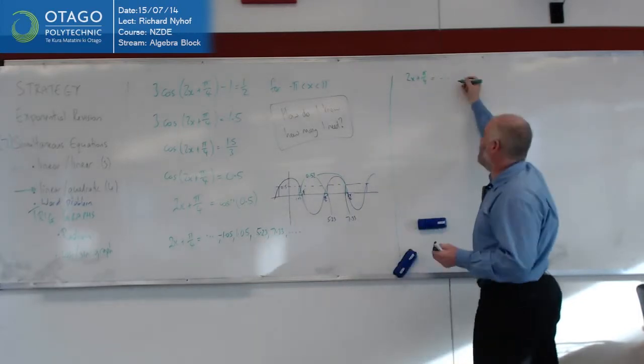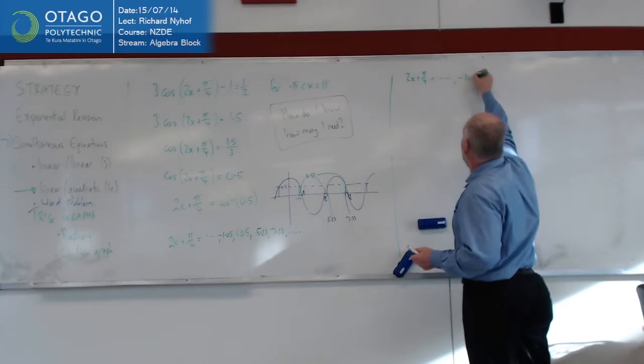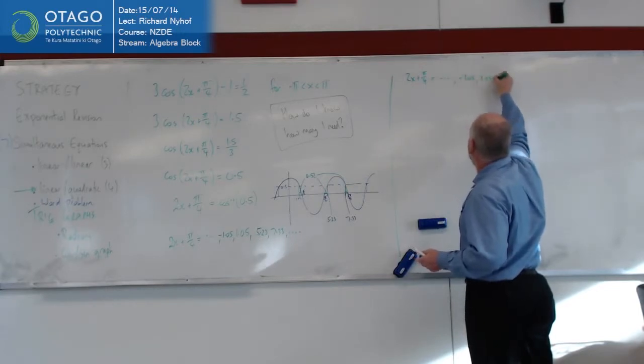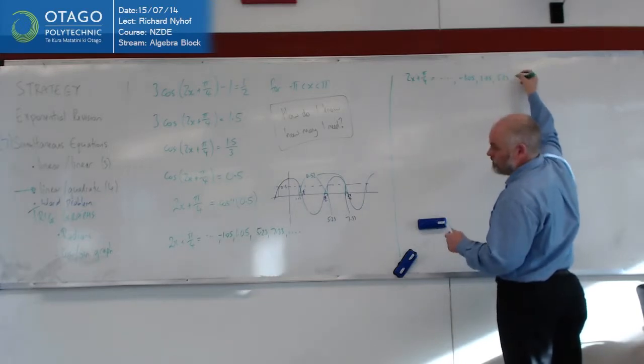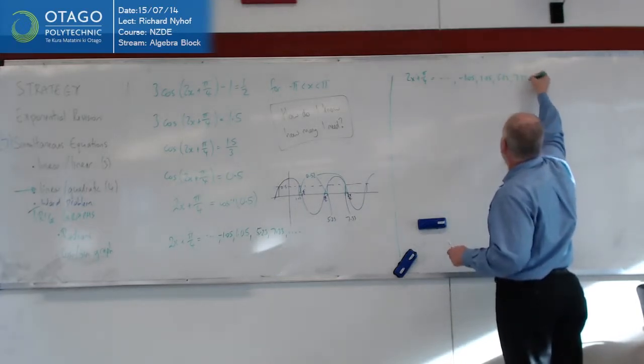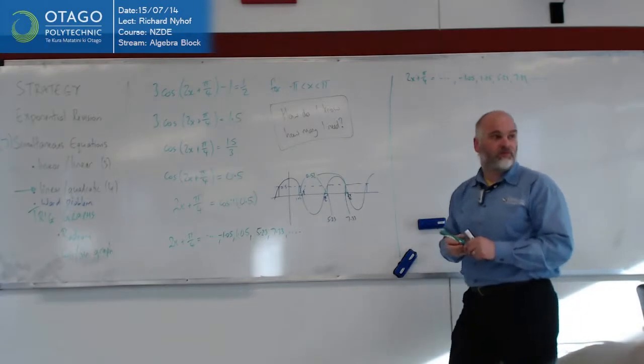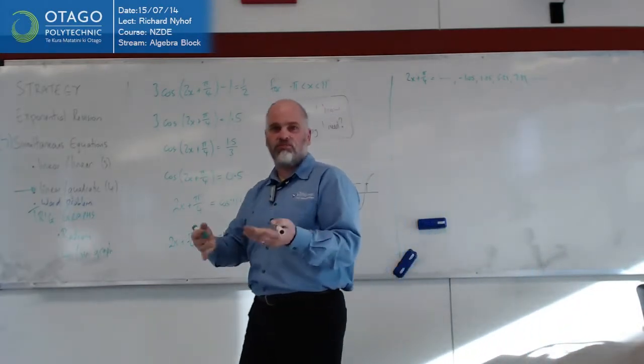Some possible answers: negative 1.05, positive 1.05, 5.23, 7.33, and some more answers. Okay, so in general, that many answers.